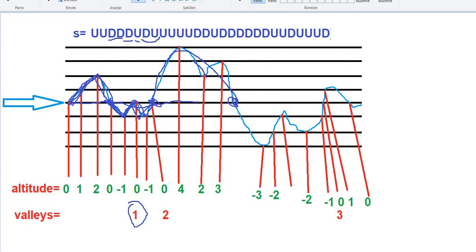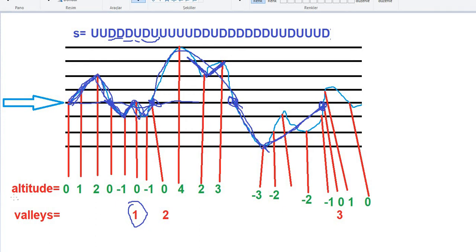There is a move that looks like a valley, but we will not count it because it's above the sea level. We will only count it as a valley if it begins from sea level, goes down and comes back like this. In this move, we will count our third valley.